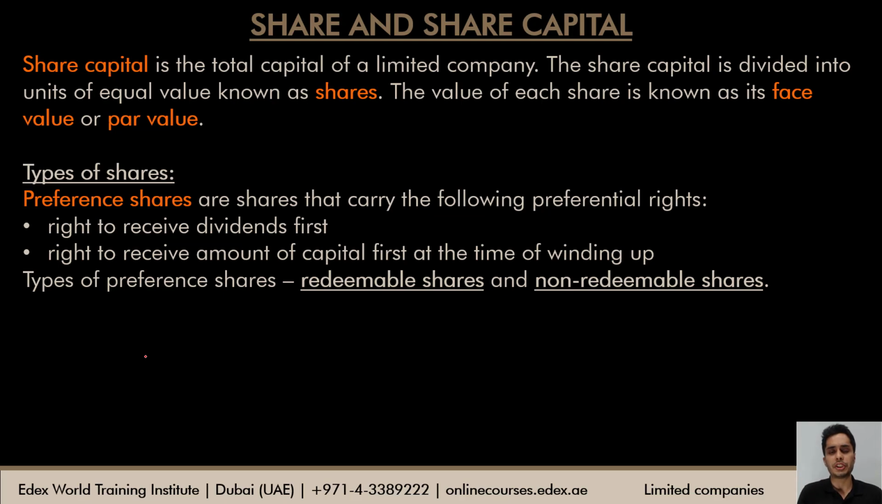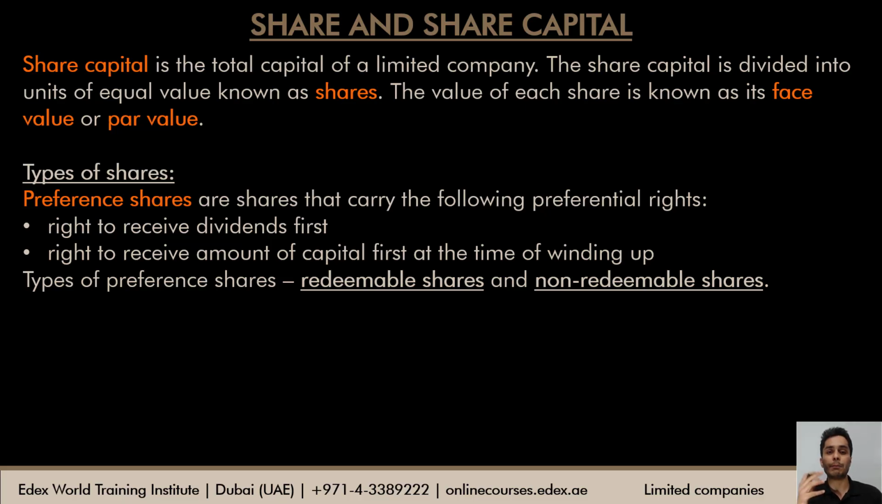Another preferential right the preference shareholders carry is that at the time of winding up of the company, when the company is closed, obviously the process is to sell the assets, pay off all the liabilities, and at the end, whatever remains is paid out to the owners. So the preference shareholders have a preferential right in claiming on the assets or the balance of the assets first before other shareholders. So they carry these two preferential rights.